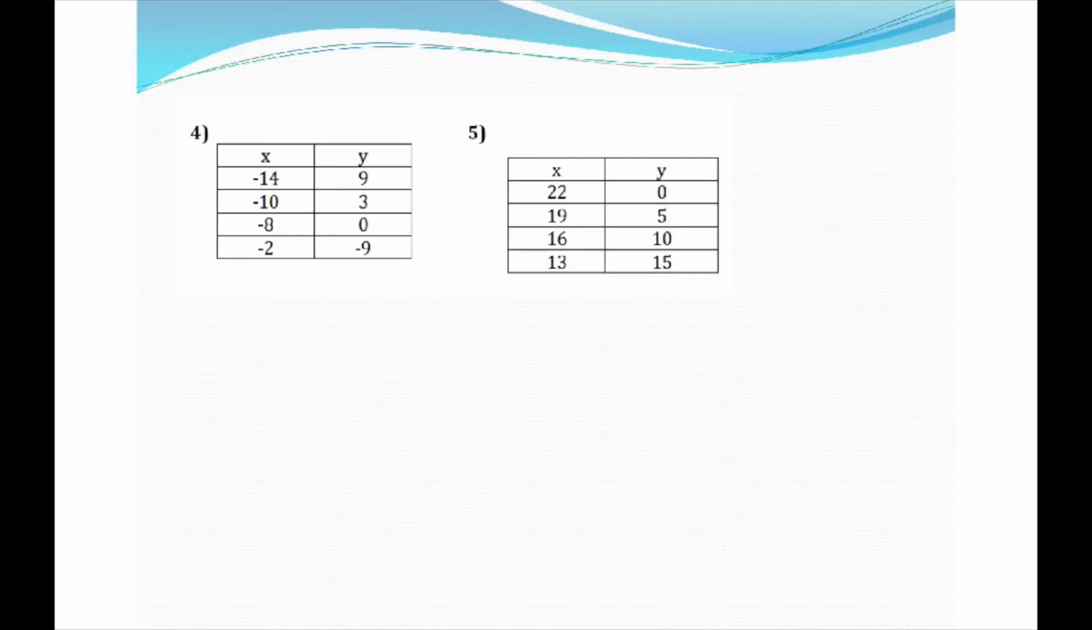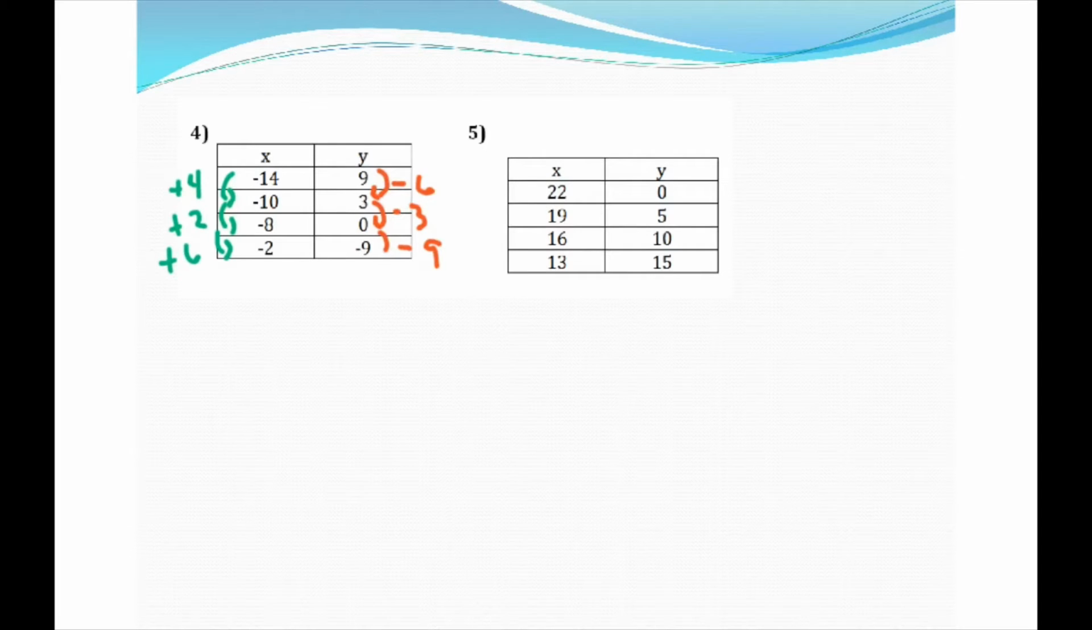Okay, number 4, if we look at our table, our change in y is if you go from 9 to 3, that's going down by 6. 3 to 0 is down by 3. And 0 to negative 9 is down by 9. If we go from negative 14 to negative 10, that's going up by 4. Negative 10 to negative 8 is going up by 2. And negative 8 to negative 2 is going up by 6.